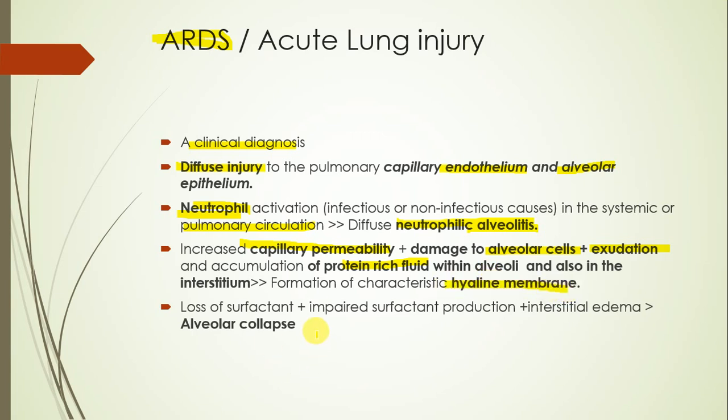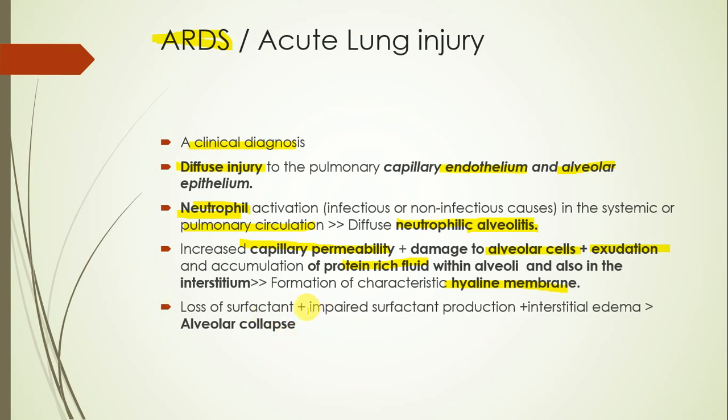If we summarize the important pathophysiological points, we'll see there is influx of neutrophils, which causes damage to the endothelium and alveolar cells, as well as increased permeability, leading to exudation. This exudate is deposited in the alveolar wall or inside the alveoli and also in the interstitium. Whenever we damage the alveoli, which contain type 1 as well as type 2 pneumocytes, and we know that type 2 pneumocytes produce surfactant, surfactant production will be diminished due to alveolar wall damage.